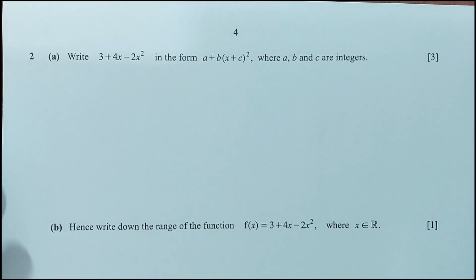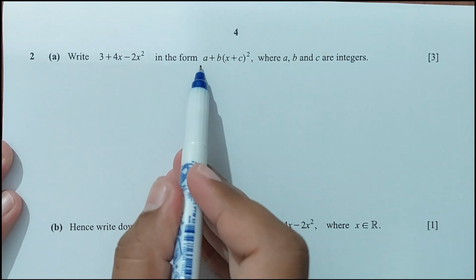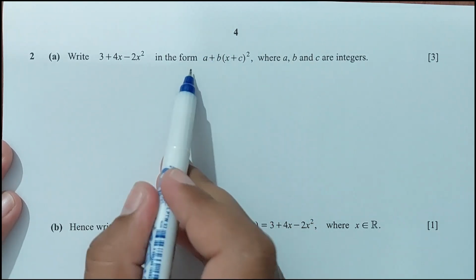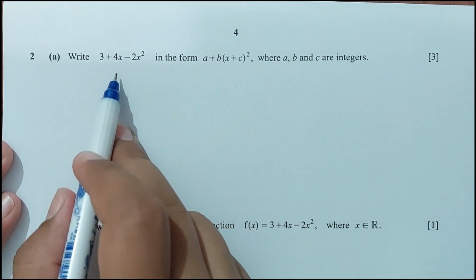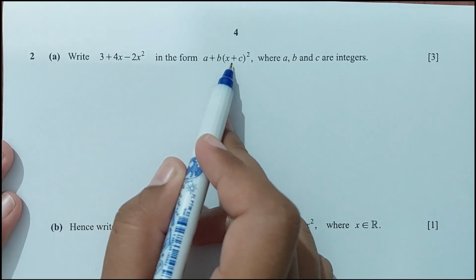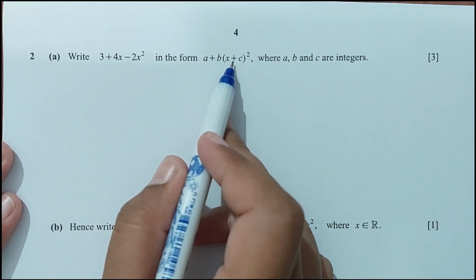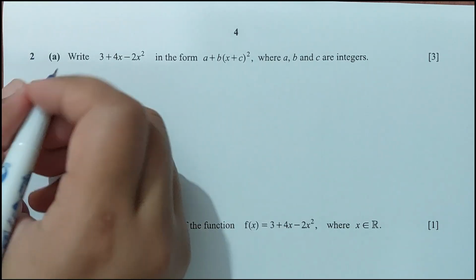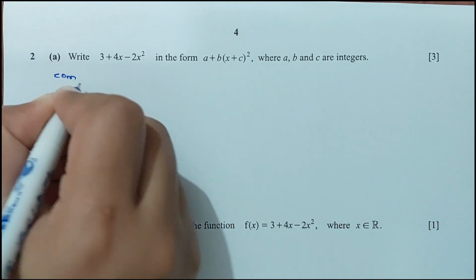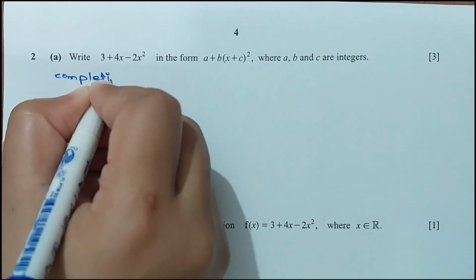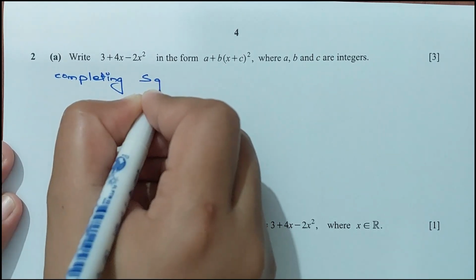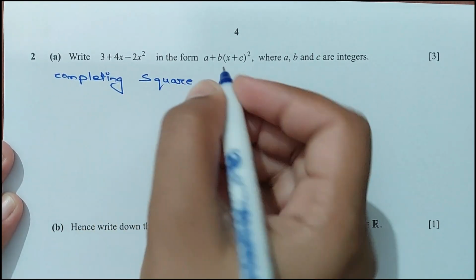So basically we have to convert the standard form into the vertex form. This somehow looks like a vertex form. To convert the standard form of a quadratic equation to the vertex form, we have to use the completing square method. Okay, so let me apply the completing square method.